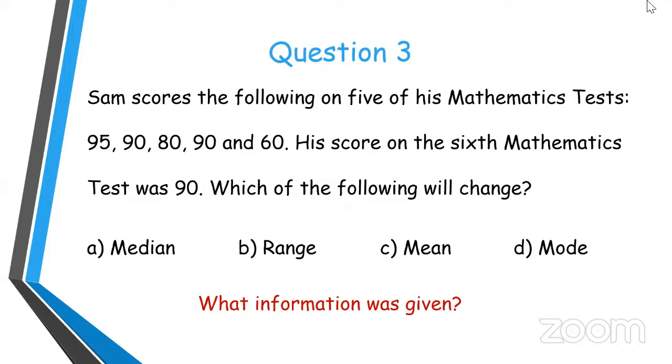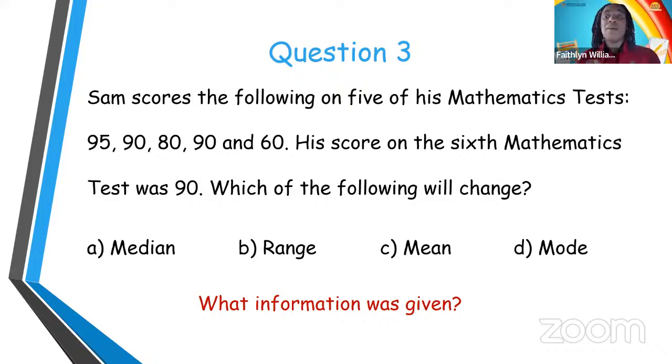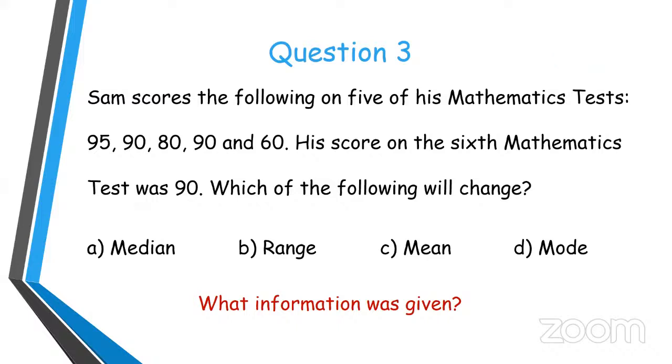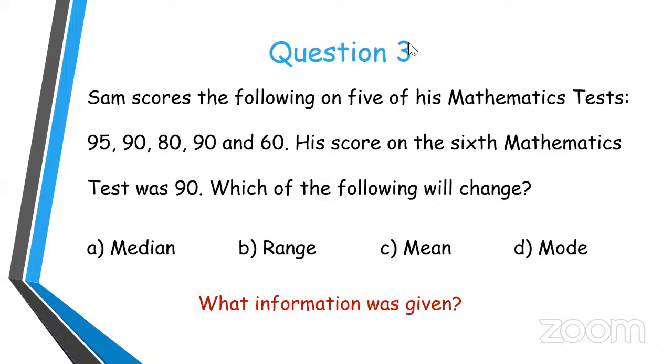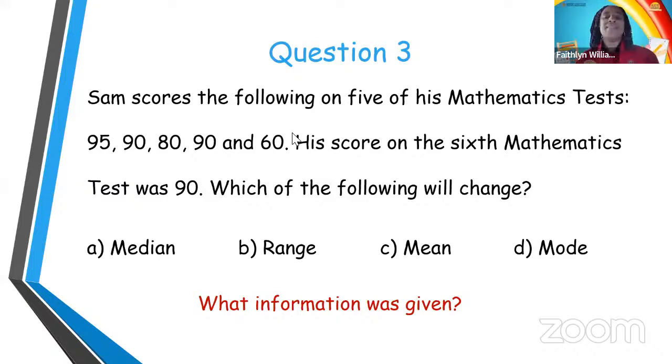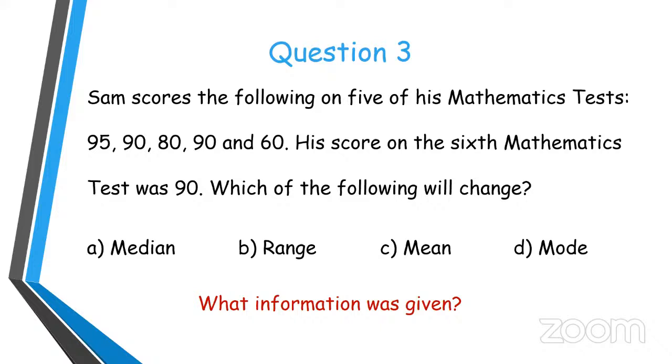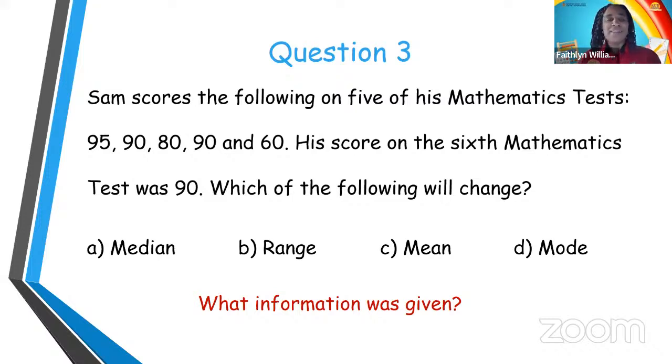His score on the 6th mathematics test was 90. Awesome. So that's one bit of information. Thank you so much for that, Nekora. His score on the 6th mathematics test was 90. Do we know anything before that? Any other bit of information before that? Sam scores the following on 5 of his mathematics tests. All right. Thank you so much, Nekora. So it also gives you information for the scores on 5 of his math tests. So we're now going to use this to help us. So thanks for sharing, Nekora.